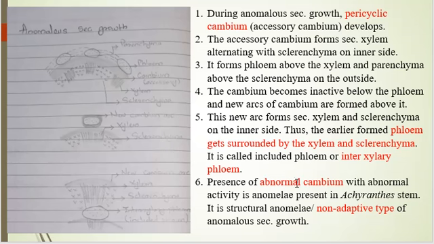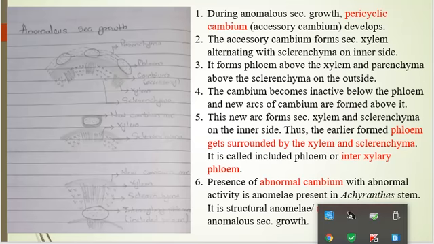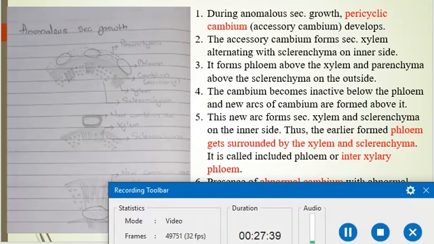So I hope all of you clearly understand about the anomalous secondary growth in Bignonia and Achyranthes. Now we stop here. In the next video we talk about the other genera.